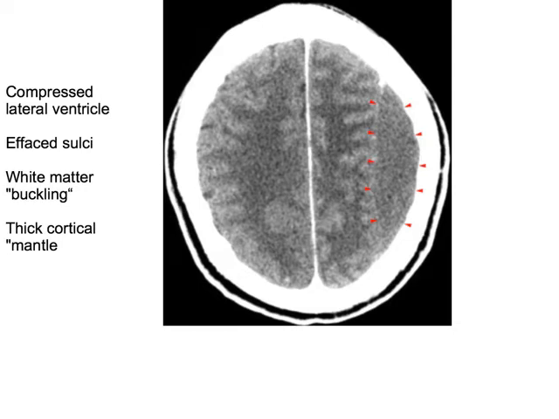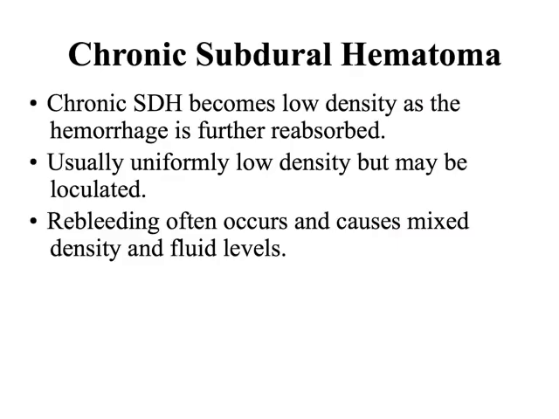So here we see a compressed lateral ventricle and effaced sulci on this side over here, and white matter buckling and a thick cortical mantle. Nevertheless, it hasn't produced midline shift, but we see that the sulci have buckled and moved out of its way. So a chronic subdural hematoma.